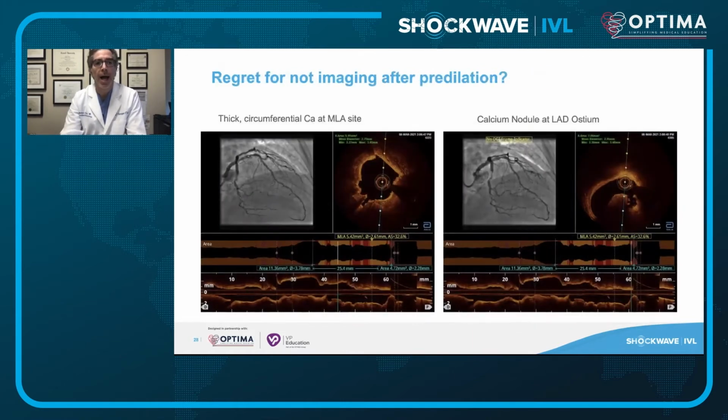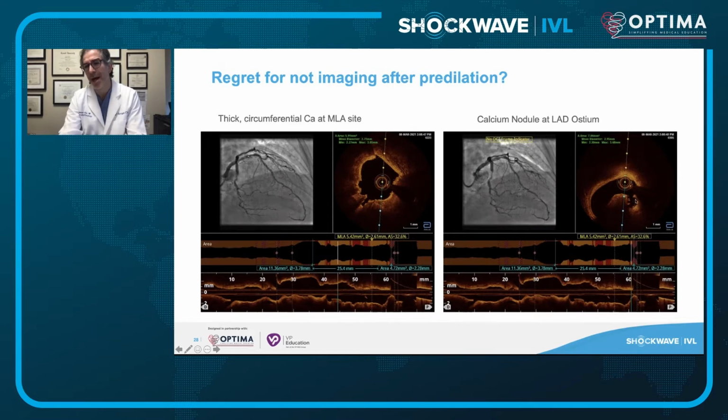And then I IVUSed after I did my IVL. You see here in the proximal area, at the sites of the waist before, very nice fracturing of the circumferential calcification. But I turn your attention to the very ostium of the LAD. You have a calcific nodule right here, which I did not assess because I didn't image before. In fact, I was distracted by the target lesion in the more mid segment. You do see with the IVL a fracture of the calcium nodule.